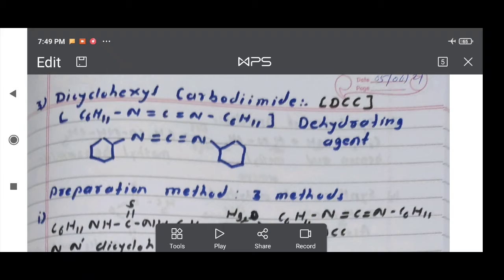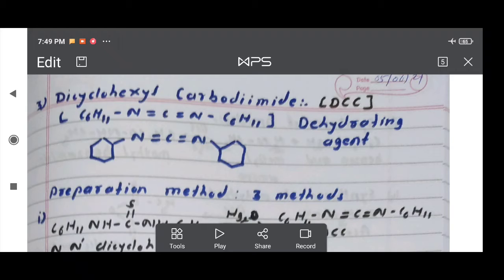I am again writing here the structure of cyclohexyl N=C=N, again attached to the cyclohexyl group. Mainly this DCC, or dicyclohexyl carbodiimide, is used as a dehydrating agent. Then I am discussing with you some preparation methods of DCC. There are three preparation methods of DCC.